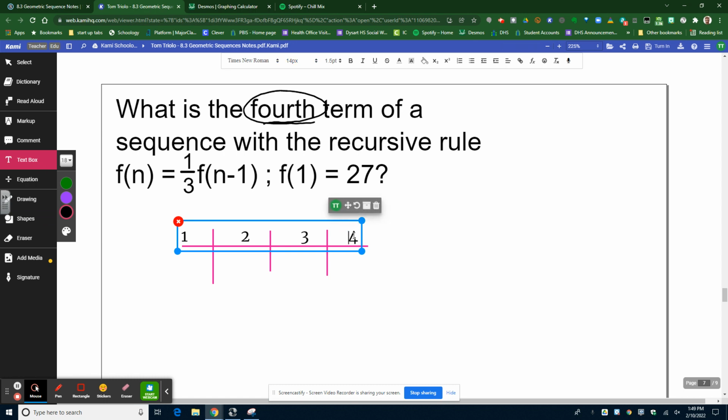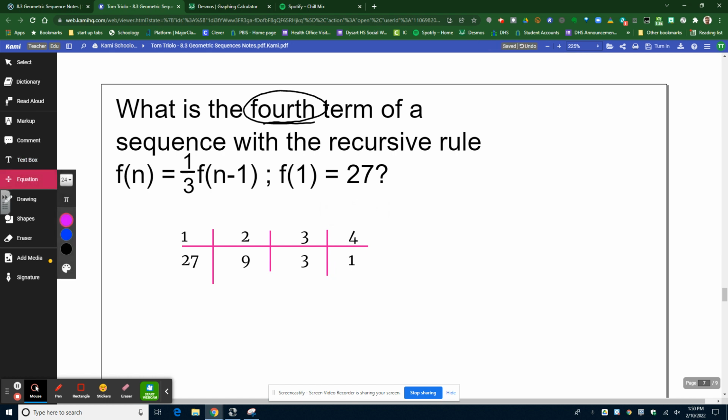Go to the 4. Go to the right. Hit enter. First number is 27. My common ratio is 1/3, so they're not getting bigger this time. They're getting smaller. So 27 times 1/3 is the same as 27 divided by 3. 9. 9 divided by 3. Ooh, look, 3 over 3. 3 divided by 3. And I'd like you to make this clear that this is the 4th term. So make a little equation box out here. F of 4 equals 1. So we know our answer.